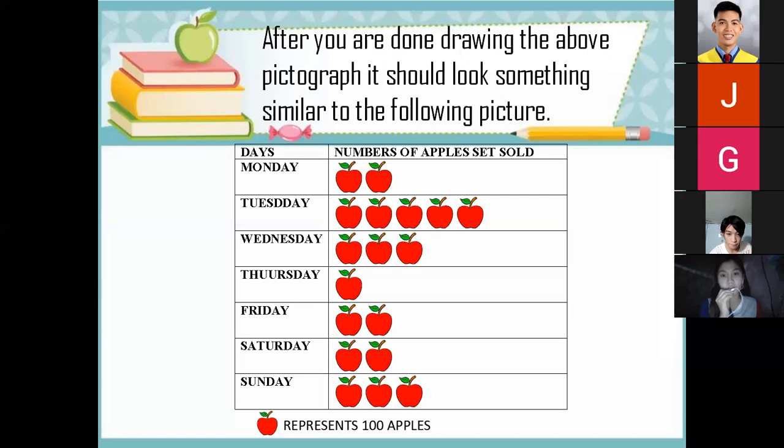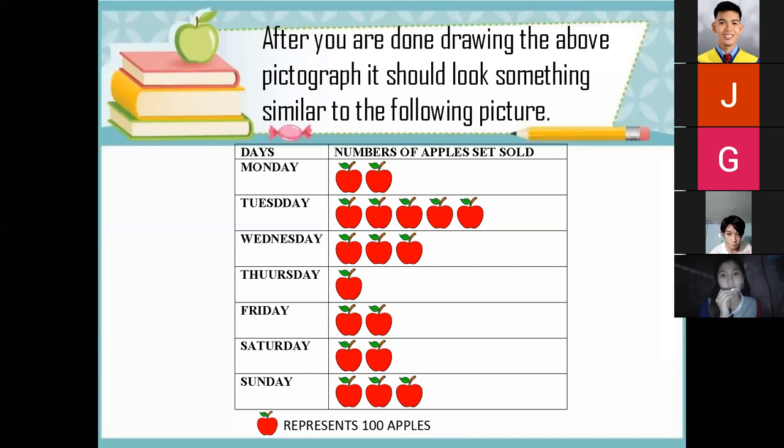After picking a symbol, we're going to assign a key. It states here that one apple is equivalent to 100 apples. After assigning our key, we have to draw the pictograph. We have here two columns. The first represents the category, which is the days, Monday to Sunday. The next column is the data, the number of apples that were sold.